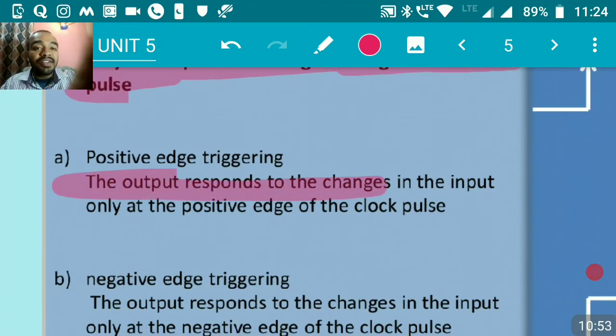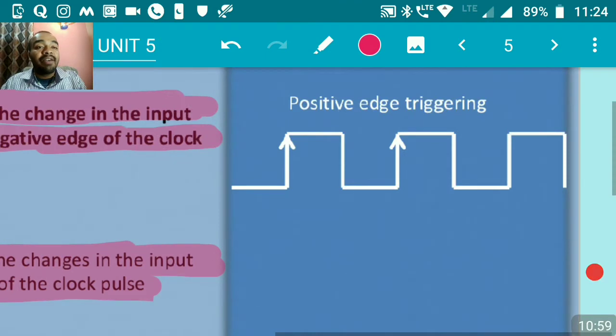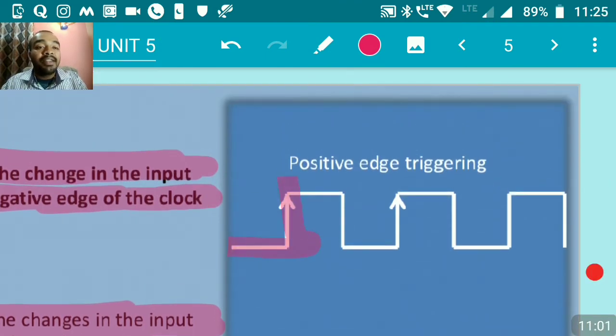The positive edge triggering is when the output responds to the changes in the input only at the positive edge of the clock pulse. When I have a clock pulse, this is the positive edge of the clock pulse. During this positive edge of the clock pulse, the flip-flop is going to give the proper outputs for the given inputs given to the flip-flop. Understood? So this concept is what we call positive edge triggering.